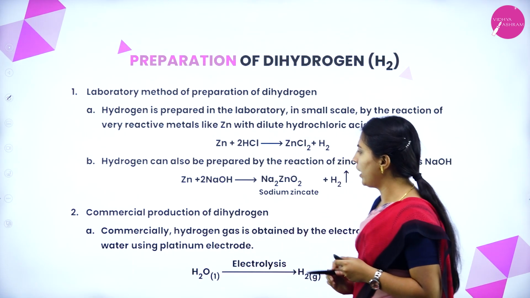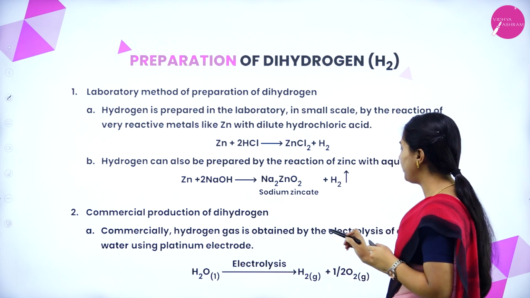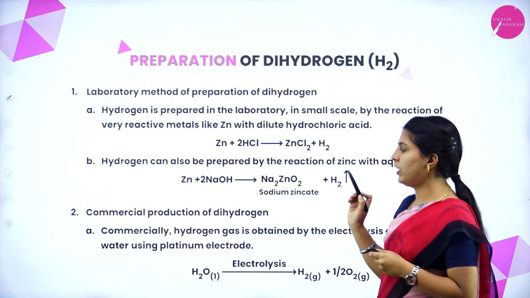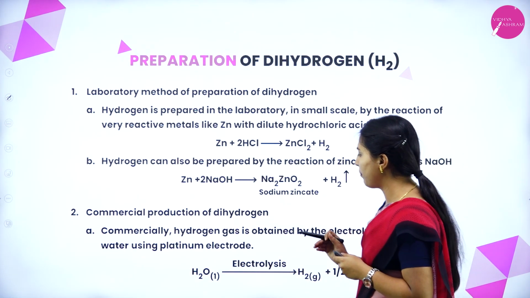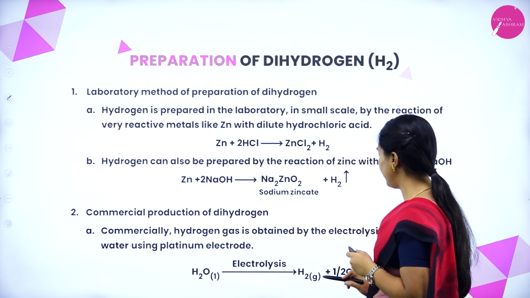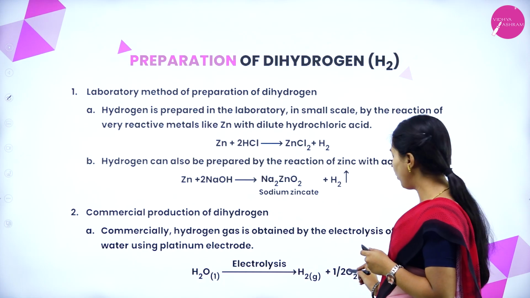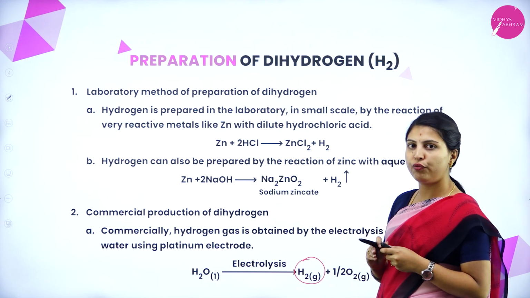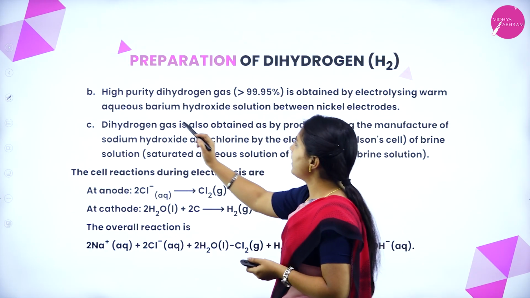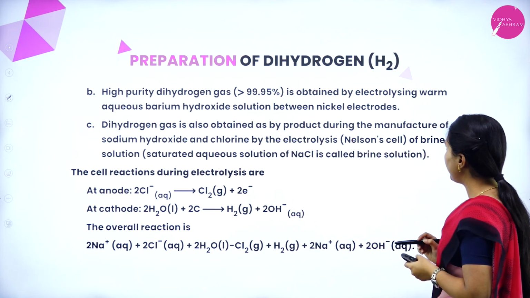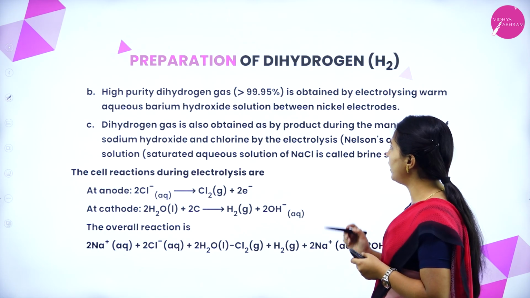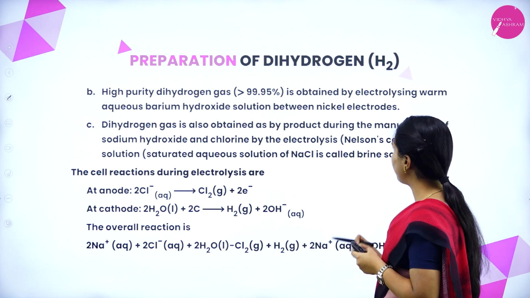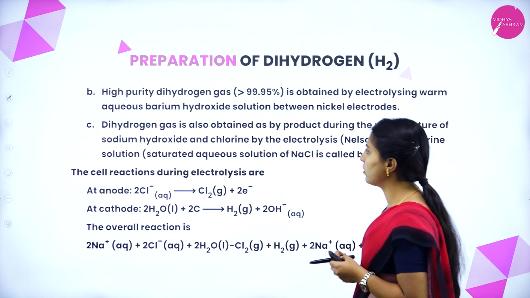Next, commercial production of dihydrogen. Commercially, hydrogen gas is obtained by the electrolysis of acidified water using platinum electrodes. See, in the electrolysis of water, we get H2 gas plus half O2, where H2 gas is the main product. Next, high purity dihydrogen gas is obtained by electrolyzing warm aqueous barium hydroxide solution between nickel electrodes. By using nickel electrodes, high purity dihydrogen gas will be obtained.